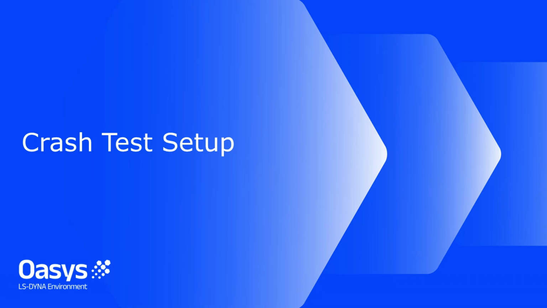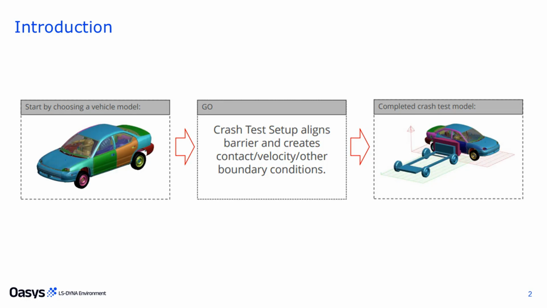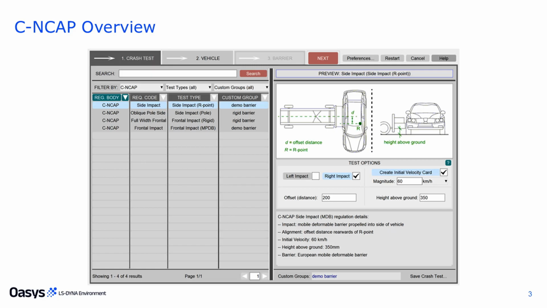In this burst, we will look at the latest enhancements to Crash Test Setup in OASIS 23. Crash Test Setup automates the setup of regulated crash test models in Primer. In this release, the workflow has been extended with new CNCAP protocols and a new Euro NCAP full-width frontal impact test. The newly supported CNCAP tests are frontal impact with MPDB, side pole, side MDB, and full-width frontal impact.